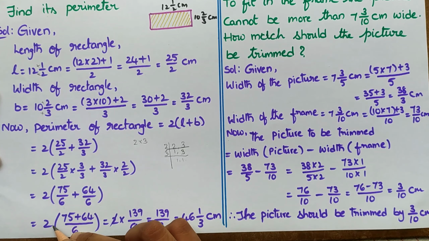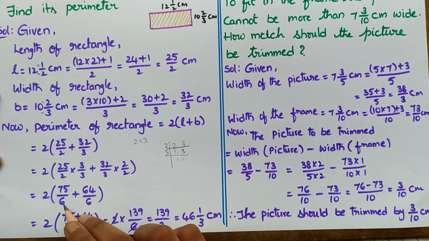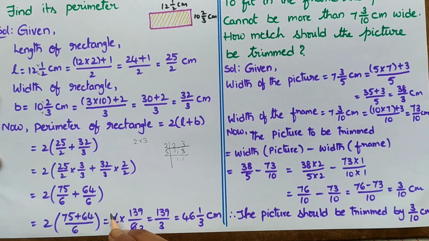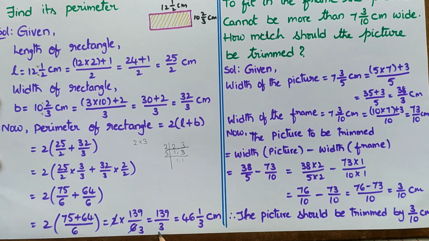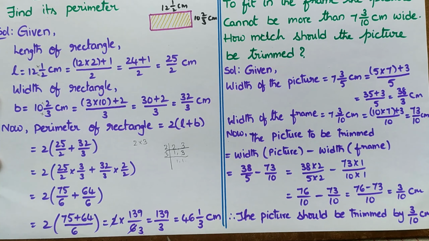As they are like fractions, the denominator is 6 and we add 75 plus 64 by 6. So it is 2 into (75 plus 64)/6, which is 2 into 139/6. By cancellation, 2 ones are 2 and 2 threes are 6, so it is 139/3. By converting it into a mixed fraction, we get 46 1/3 centimeters.